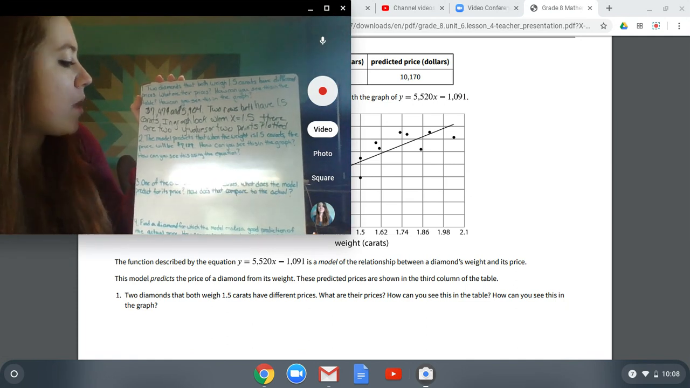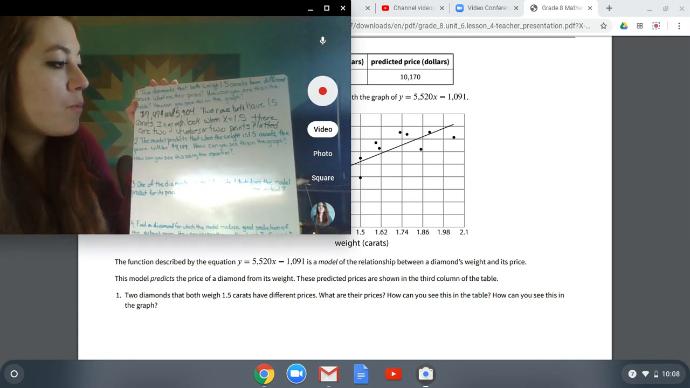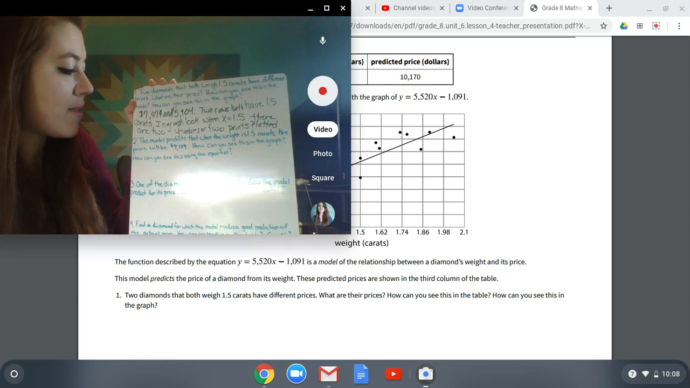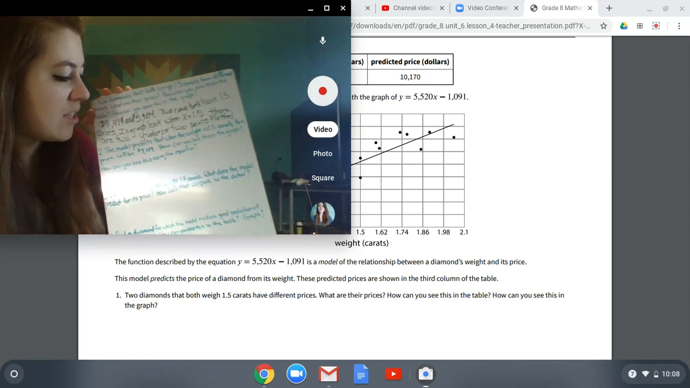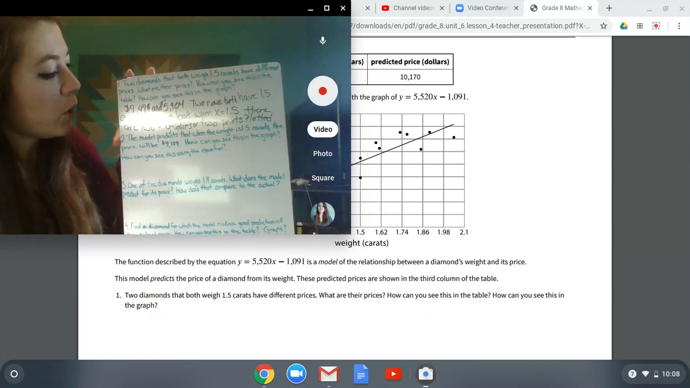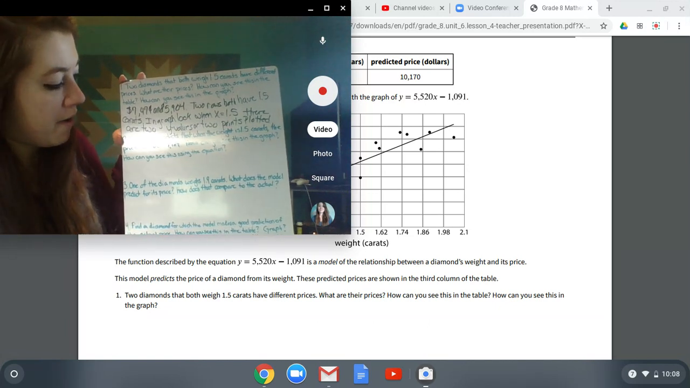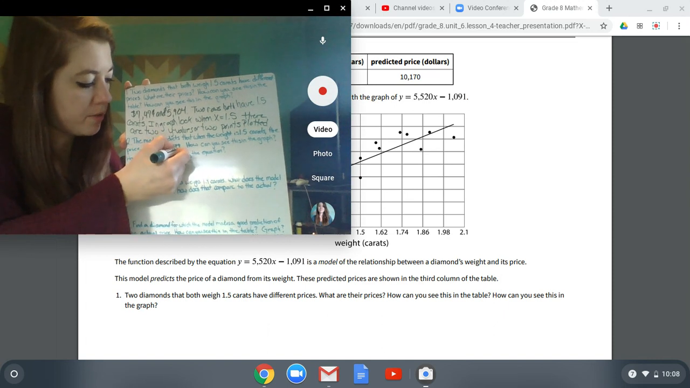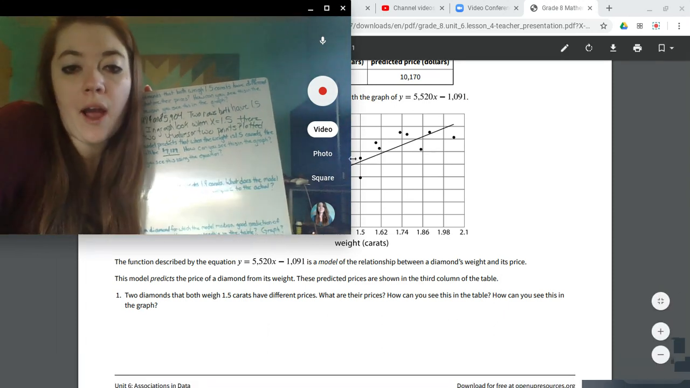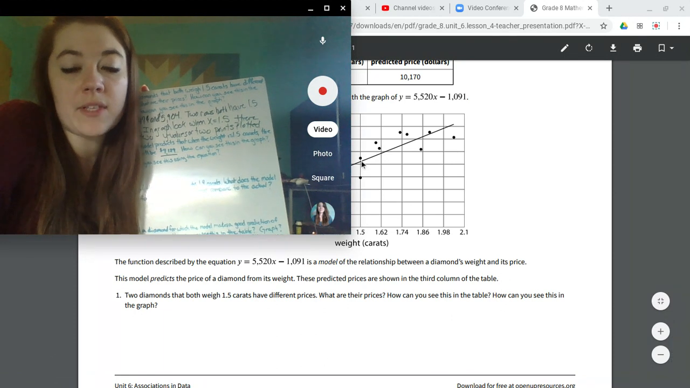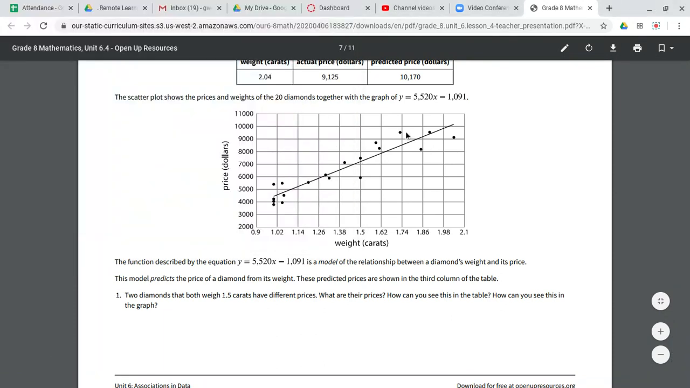All right, number 2, the model predicts that when the weight is 1.5 carats, the price will be 7,189. How can you see this in the graph? How can you see this using the equation? So it predicted that at 1.5 carats, it'd be this certain price right here. How can we tell that in the graph? So if we look at the graph right here, we've got the 1.5 is visible. I'm going to go to the screen so we can see it. So we've got the 1.5.